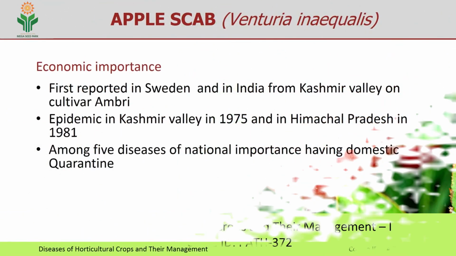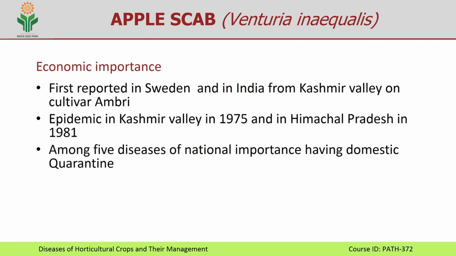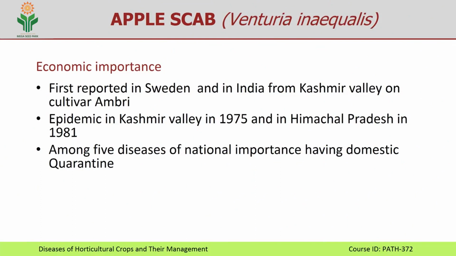Apple scab is caused by Venturia inaequalis. It was first reported in Sweden and from Kashmir Valley on the cultivar Ambri. This disease caused epidemics in 1975 in Kashmir and 1981 in Himachal Pradesh. Among the 5 diseases of national importance for this crop, this disease is also under domestic quarantine. So you all know that we have quarantine measures, and for this particular disease, we have a domestic quarantine.